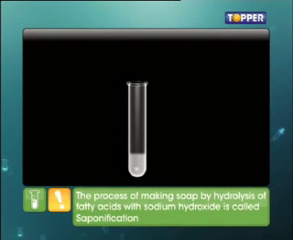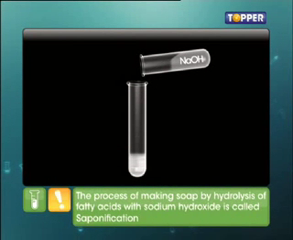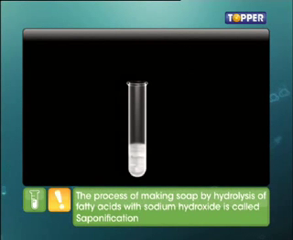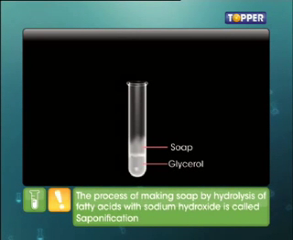When fatty acids are heated with a solution of sodium hydroxide, they break down to glycerol and the sodium salt of the respective fatty acid, which is what we know as soap. This process of making soap by hydrolysis of fatty acids with alkalis is called saponification. Do remember this definition as it could fetch you an easy 1 mark in the exams.